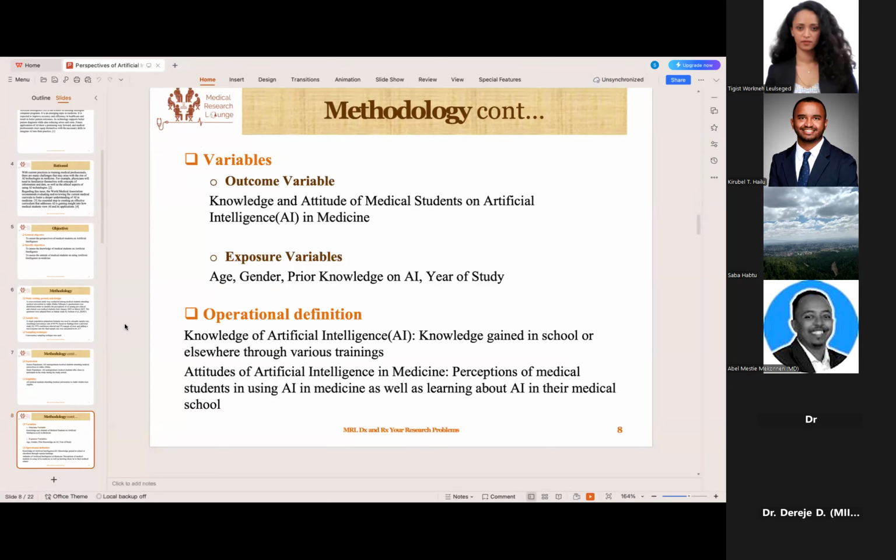Variables: the outcome variables were the knowledge and attitude of medical students on artificial intelligence in medicine, and the exposure variables were age, gender, prior knowledge on artificial intelligence, and year of study. Our operational definition: knowledge of artificial intelligence was defined as any knowledge gained in school or elsewhere through various trainings. And attitudes toward artificial intelligence in medicine was defined as the perceptions of medical students in using AI in medicine, as well as learning about artificial intelligence in their medical school.